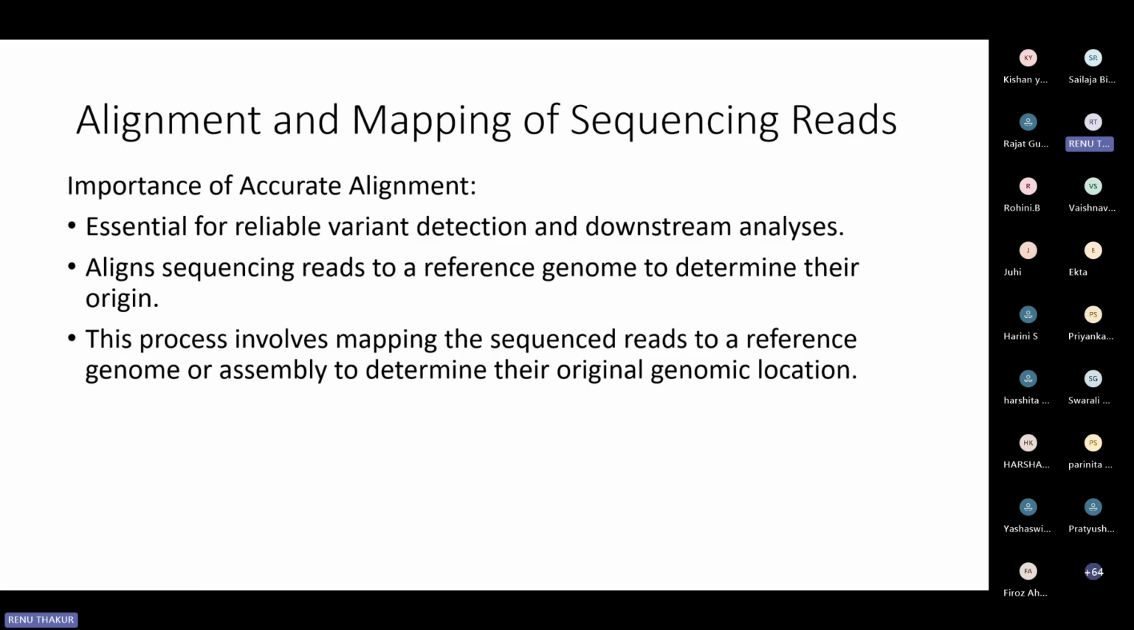This process involves mapping the sequence reads to a reference genome or assembly to determine the original genomic location. Genomic location is where you karyotype the chromosome, and inside chromosomes there is a long sequence of genes which is highly bound to histone protein. So to know its original genomic location, and the close relation between the species, we'll be doing this alignment mapping.